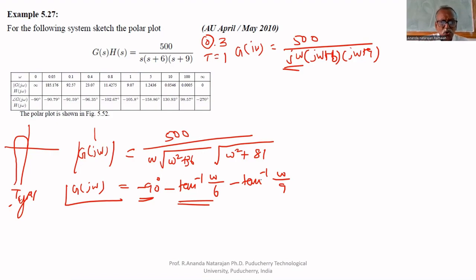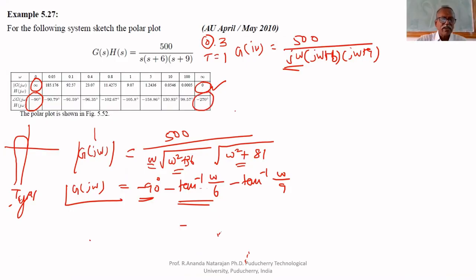When omega equals 0, the angle is minus 90 and the magnitude is infinity. When omega equals infinity, if we substitute infinity here, this becomes 6, this becomes 9, and this becomes infinity. That's why 500 by infinity is 0. So the magnitude is 0 and the angle is minus 270.